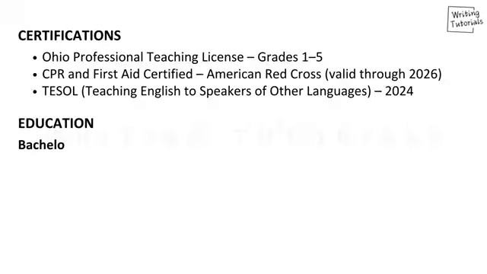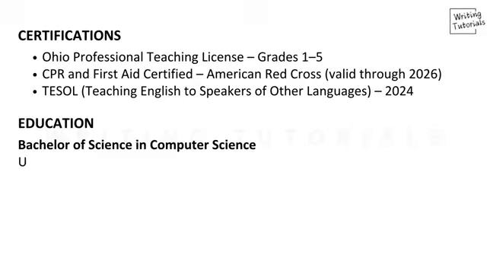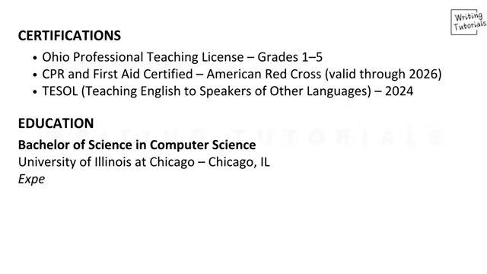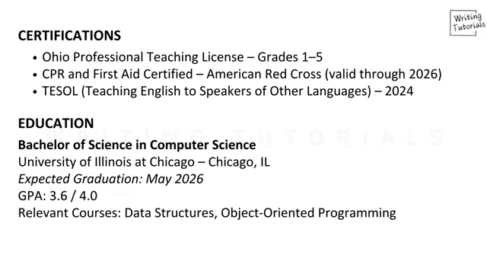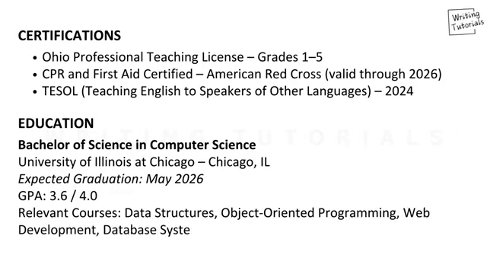Now let's move into the education section. Bachelor of Science in Elementary Education, Ohio State University, Columbus, Ohio. Graduated May 2019. GPA 3.8 out of 4.0. Dean's List 6 semesters. Start with your degree title, then the university name and location. Next is your graduation date. If you're still a student, you can say expected graduation, month, year.